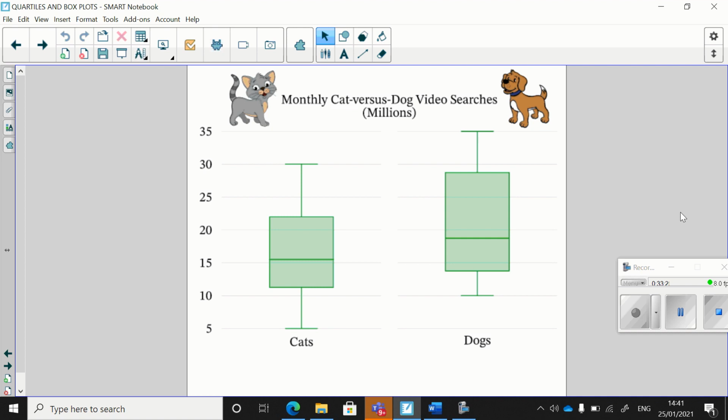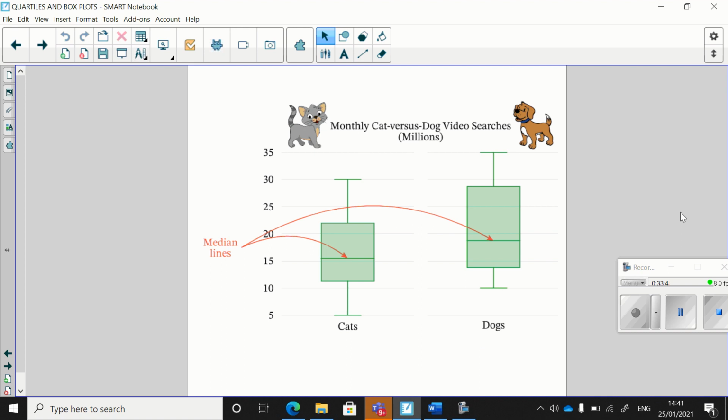So here, what's this? Monthly cat versus dog video searches. Some people love cats and dogs and they just like watching videos. So you could look at that and answer certain questions. What things can you pick out here? Well, it looks like the dogs' maximum is up at 35, whereas the cats' is at 30. But other things you could find, we can see the median, so you could compare the overall average. So who's winning, cats or dogs? I'll let you answer that.